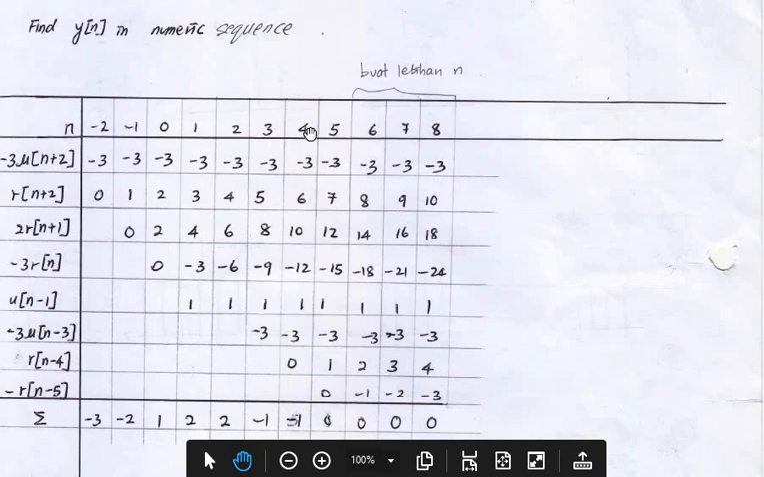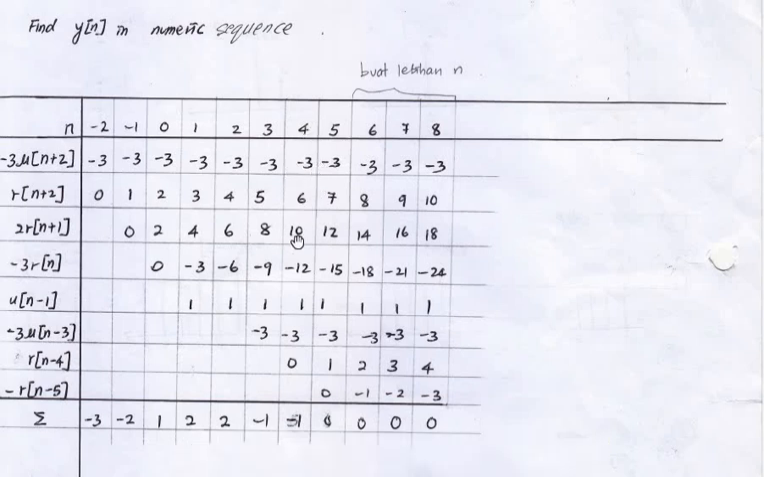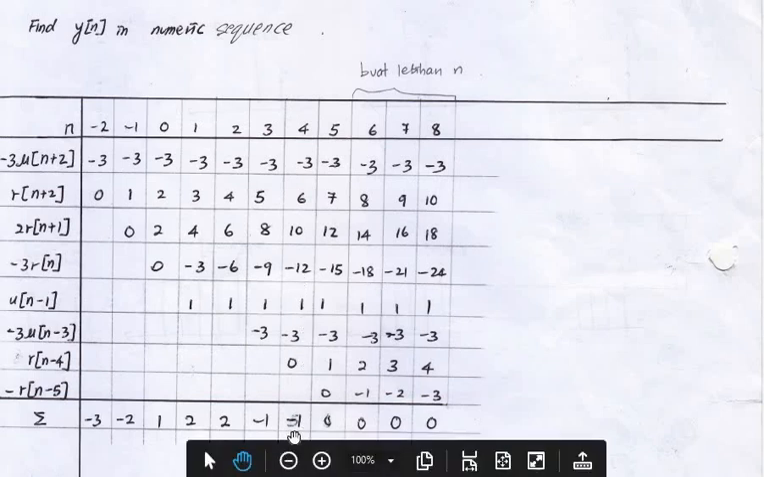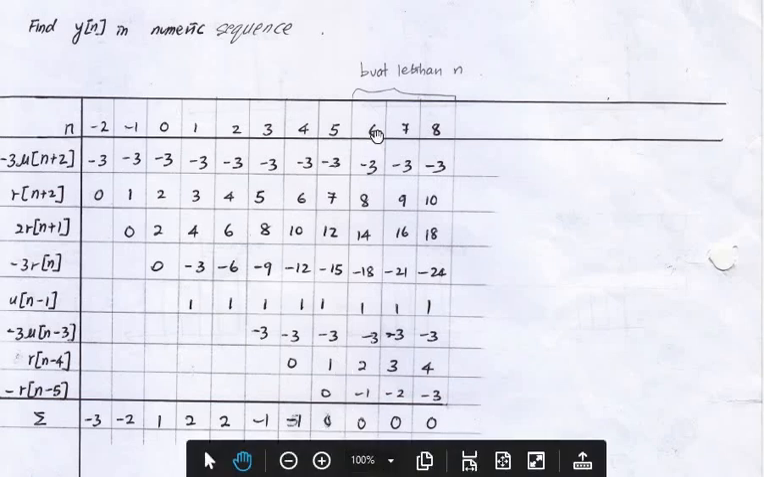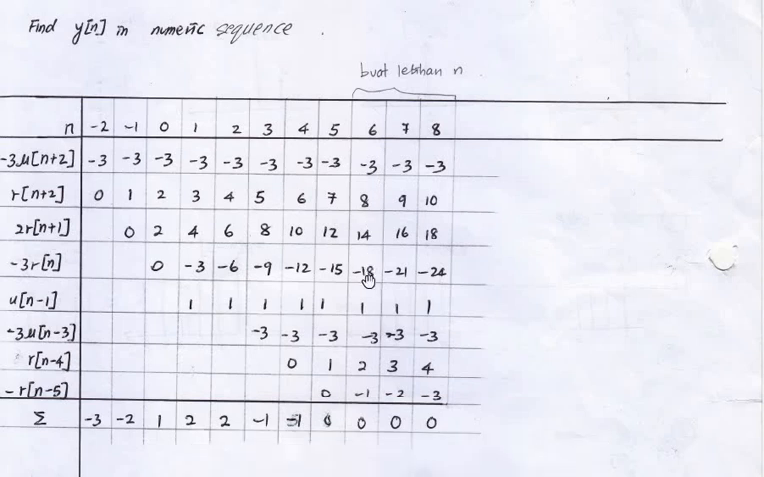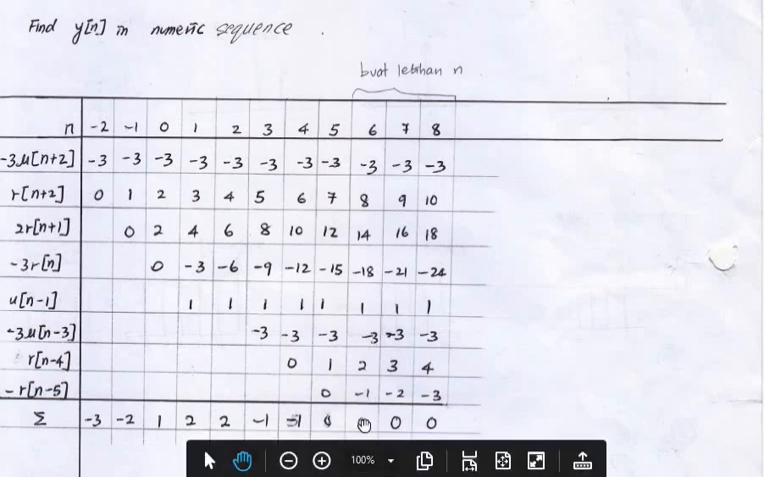And then column number 4: negative 3 plus 16 minus 12 plus 1 minus 3, then you get negative 1. And then the fifth column, you get negative 3 plus 19 minus 15 plus 1 minus 3 plus 1, then you get 0. Column number 6, same again: negative 3 plus 22 minus 18 plus 1 minus 3, plus 2 minus 1, you get 0. All the same for column 7 and column 8, you get 0. Okay, class.